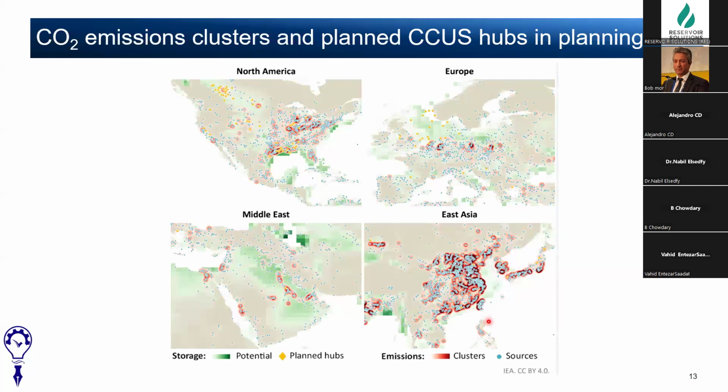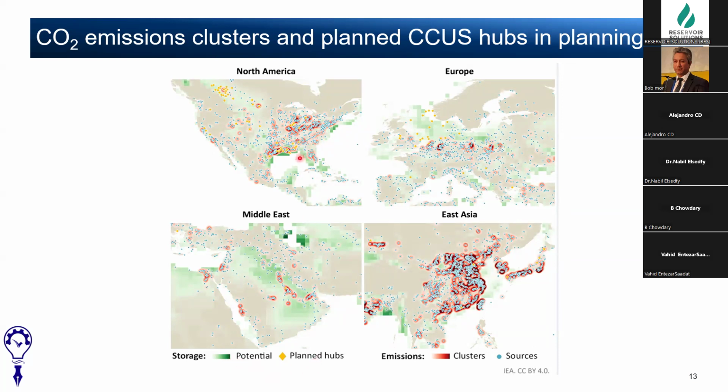Again, in this figure, that's a global map that shows us the CO2 emissions clusters from different regions. As I mentioned before, clusters include steel, cement, chemical, power generation, refineries, oil and gas, and so on. As you can see, for example, in North America, we have lots of clusters and also sources of CO2 emissions. In addition, we have lots of potential and planned hubs.